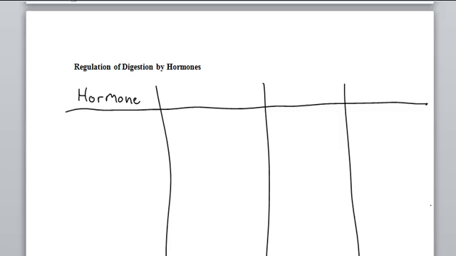So we have hormone, released from, or where it's produced, in response to, why do we release it, and the effect, what does it actually do.